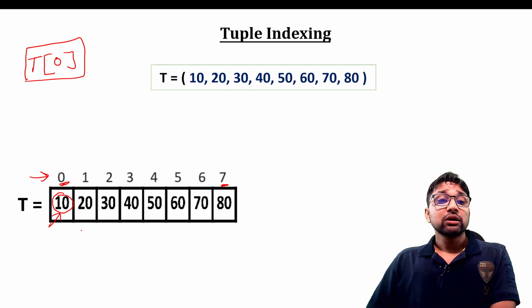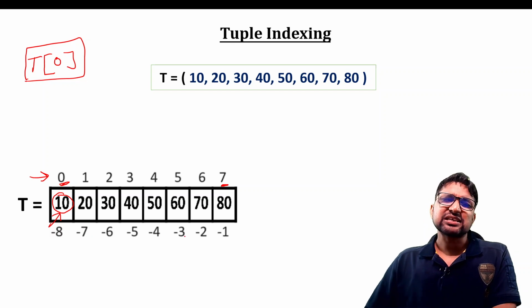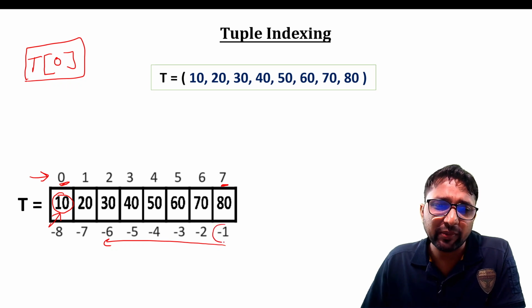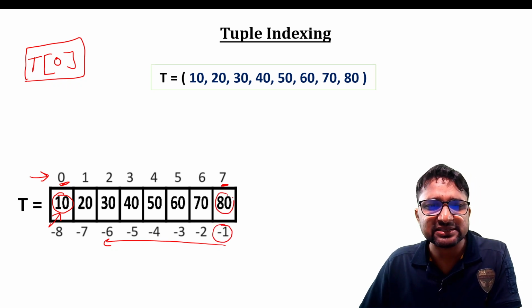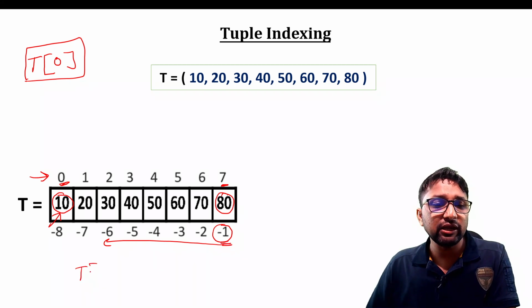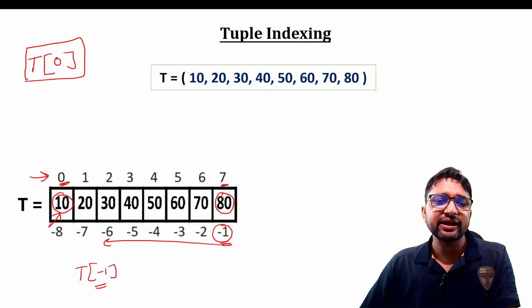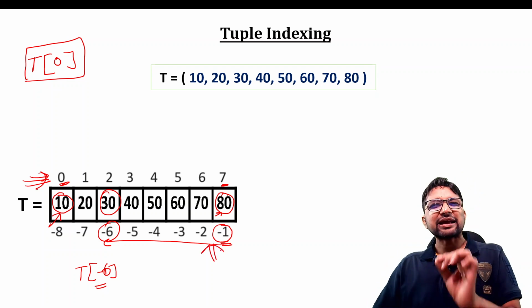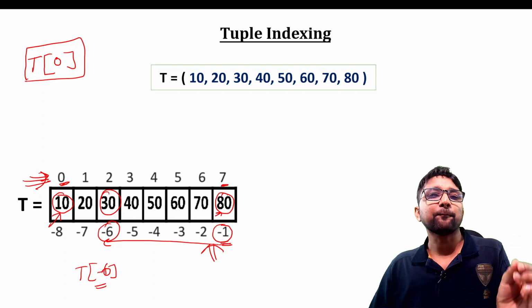Python also allows negative indexing for tuples. Just like a list, we also have negative indexing here. Negative indexing starts with -1, which means this element can be accessed by writing the index as -1. So I can write T -1. This way I can access 80, and any other element I can access by writing the negative index. Maybe I can write -6. This way I can access 30. So positive as well as negative indexing is available with tuples in Python.